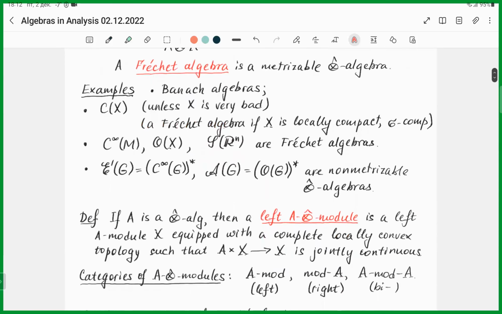Now, if we have a topological algebra in our sense, then a left topological A module, or more exactly, a left topological A module relative to the projective tensor product, is a left A module together with a complete locally convex topology, such that the action of A on this module is jointly continuous. Well, clearly all left topological A modules form a category. So morphisms here are just continuous A module homomorphisms. And similarly, we can consider the category of right topological A modules and the category of topological A bimodules.